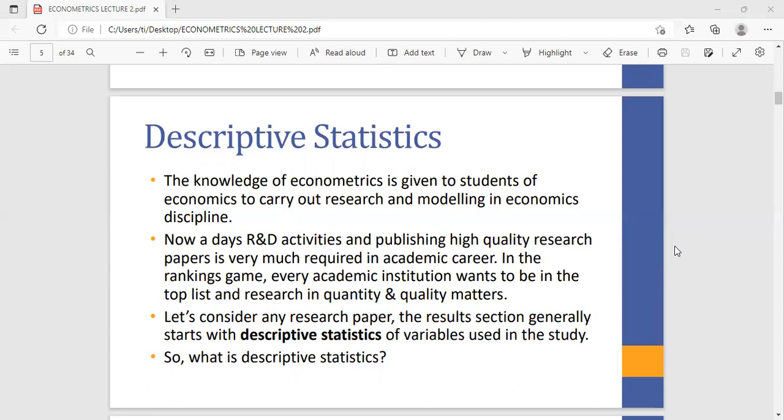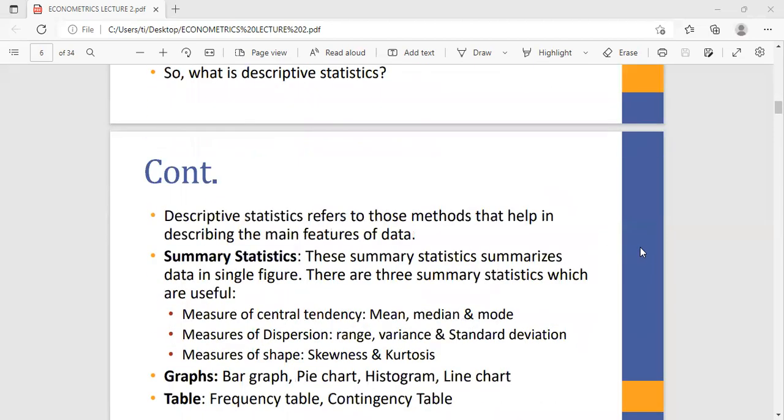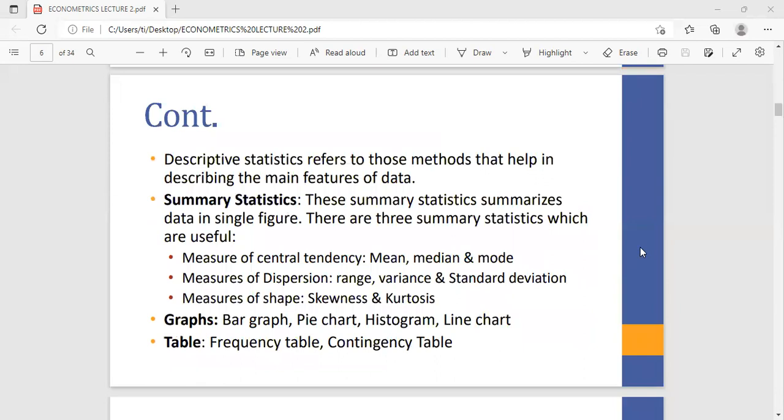Let's consider any research paper. The results section generally starts with descriptive statistics of the variables used in the study. So what is descriptive statistics? As I told you, descriptive statistics refers to those methods that help in describing the main features of data. There are basically three techniques by which we do descriptive statistics. One is summary statistics. These summary statistics summarize data in a single figure. And there are three summary statistics which are useful.